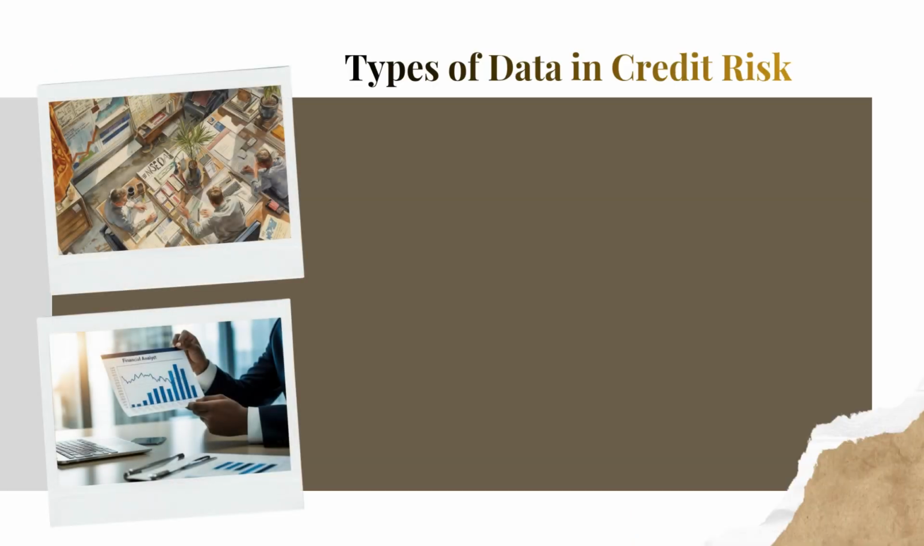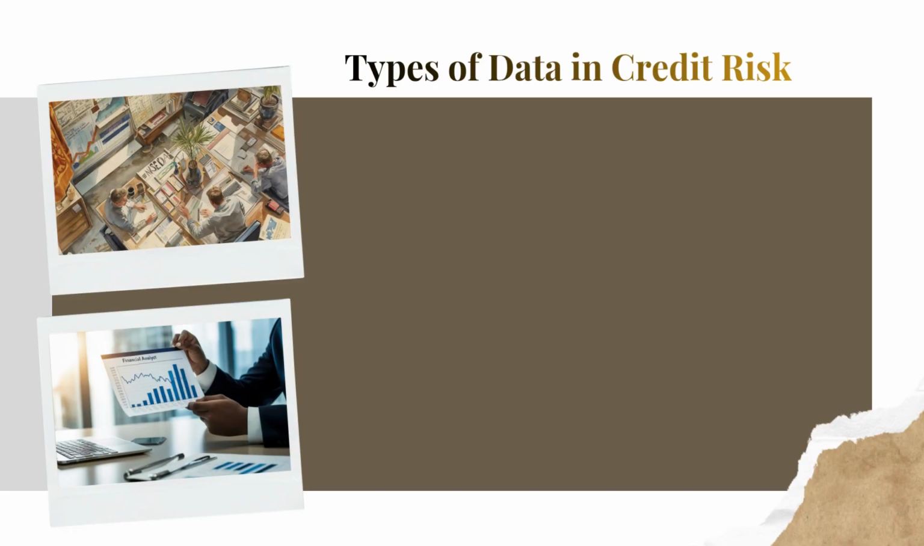So in credit risk modeling, we don't work with just one type of data. We use multiple types of data to understand a customer's risk profile. Each type of data gives us a different view of the customer, and when we combine all of them, we get a complete risk assessment.